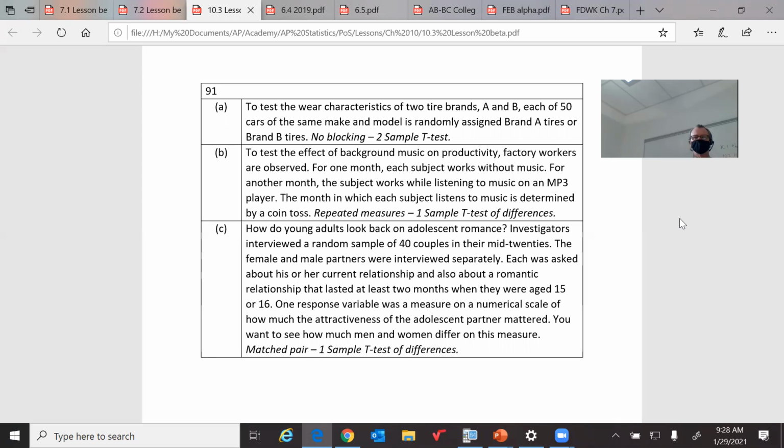And then, how do young adults look back on high school romance? They interviewed a random sample of 40 couples. 40 couples is a matched pair. The husband and wife. Okay? You want to see how much the men and women differ on this measure. So they have numbered 1 to 40 are the couples. Couple 1, here was the difference in their score. Couple 2, couple 3. So we do a 1 sample test of the differences. Okay? So that's it for chapter 10.